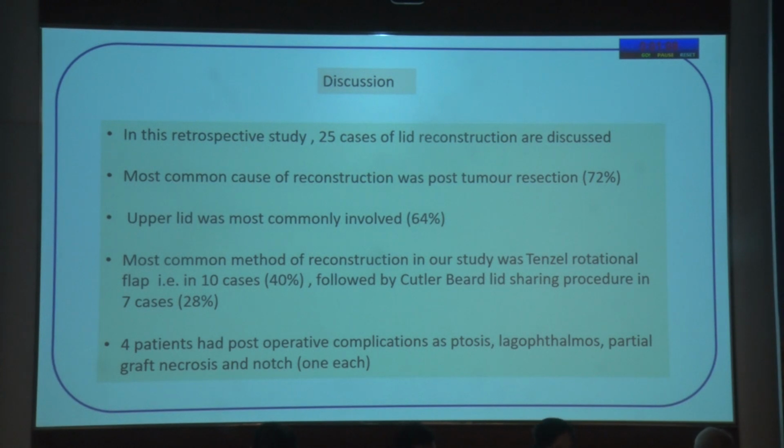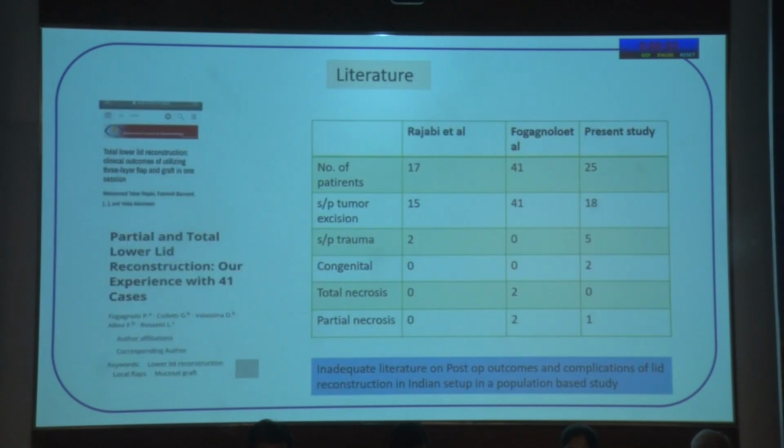So it was a retrospective study of 25 patients. The most common cause of reconstruction was post-tumor resection, and the upper lid was most commonly involved. Tenzel flap was the most common surgery, followed by Cutler-Beard. Ptosis, lagophthalmos, partial graft necrosis, and notch were seen as post-op complications and managed accordingly.